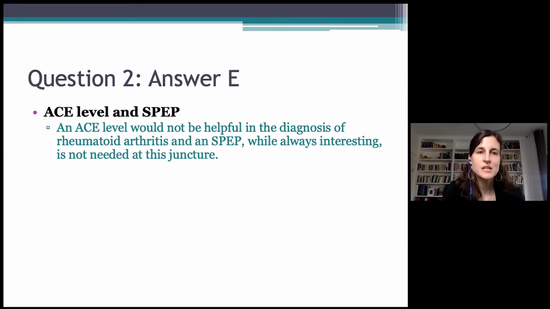So the answer here is E, an ACE level and an SPEP. An ACE level at this point would not be helpful in the diagnosis of rheumatoid arthritis, and an SPEP, while it is always interesting, is not particularly needed at this juncture.